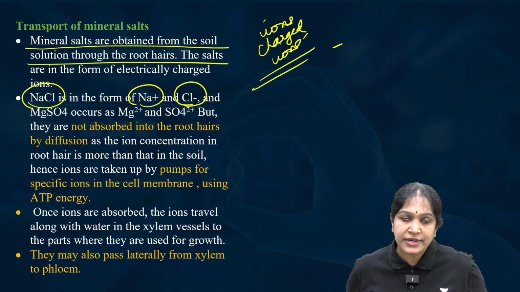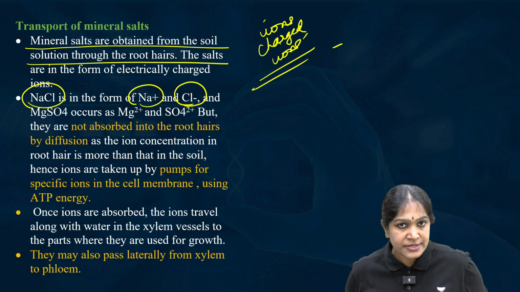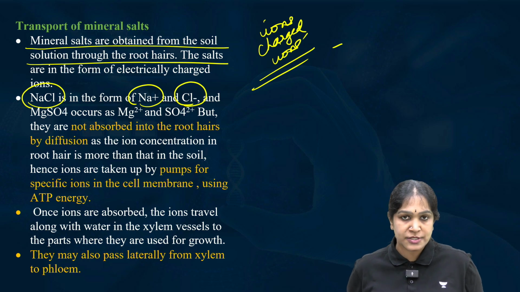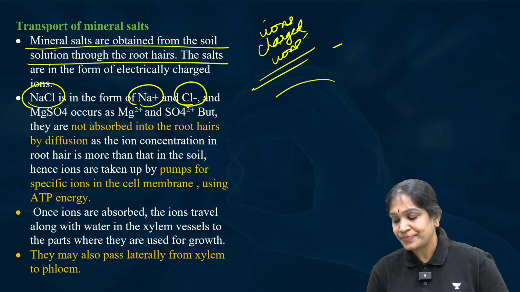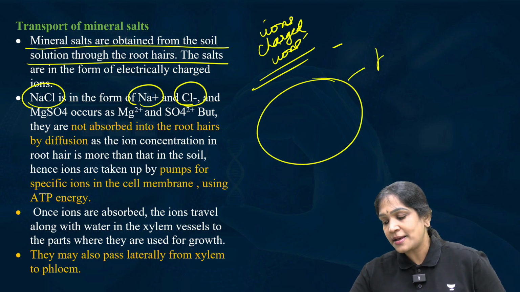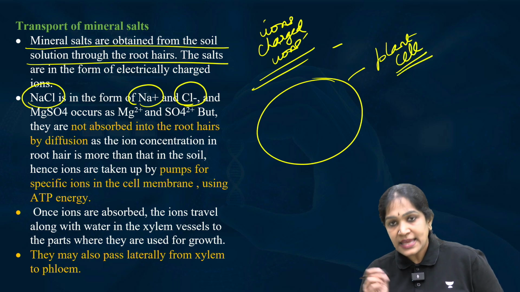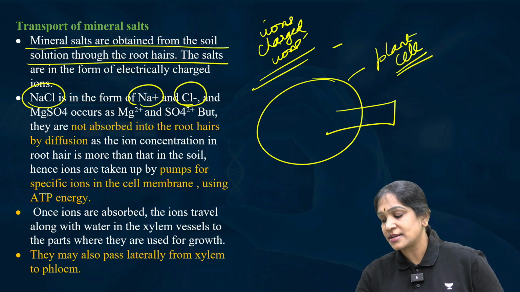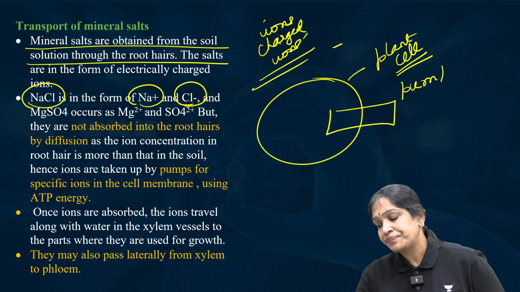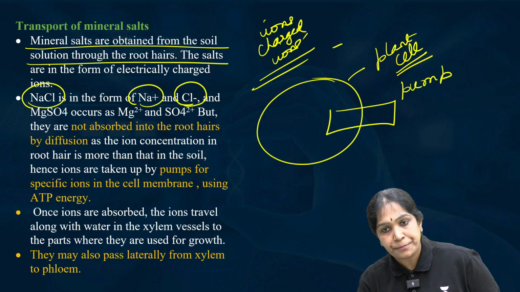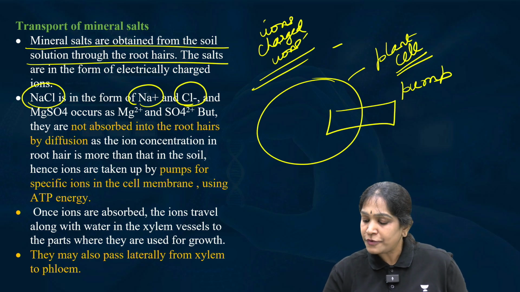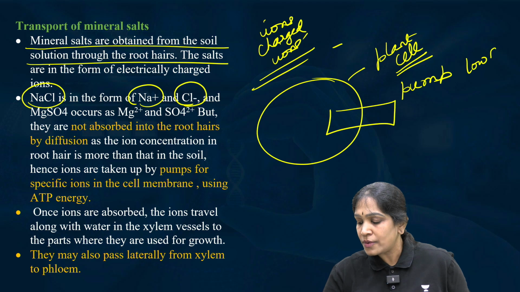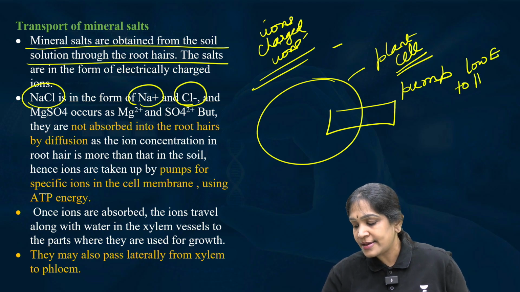How do these ions get transported? Do they get transported through osmosis? No, it is not osmosis. This is another, interesting mechanism. Look here. This is a plant cell. Imagine a plant cell. In the plant cell, there is a structure called a pump. Why is this called a pump? Because here the flow happens from low energy to high energy.